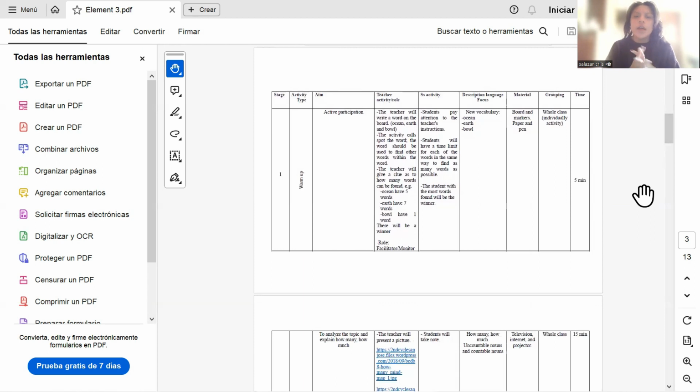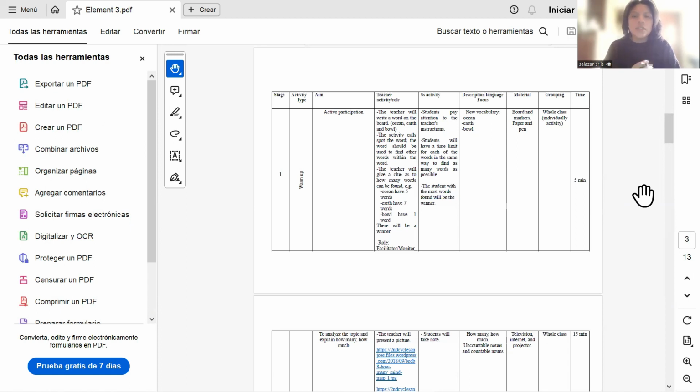Next, we have our first activity. This is stage number 1, and this activity type is the warm-up. The aim for this activity is active participation, because the students have a competition between them. For the teacher's activity, the first step is that the teacher will write a word on the board, such as ocean, earth, and ball.